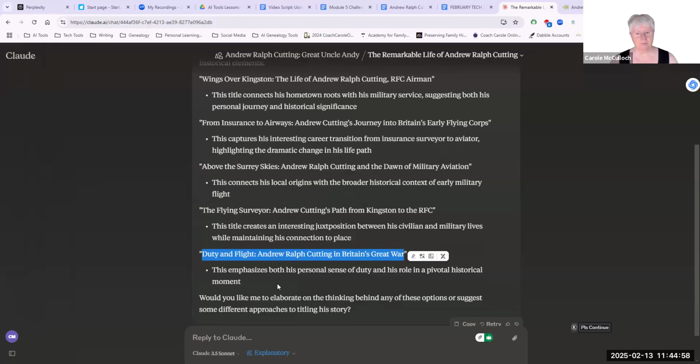So I think I like part of that one there, The Flying Surveyor, as a title, and perhaps I can adjust the subtitle. So I might go with The Flying Surveyor to start my work on this story. So I'll just pause here as we go to the next step.